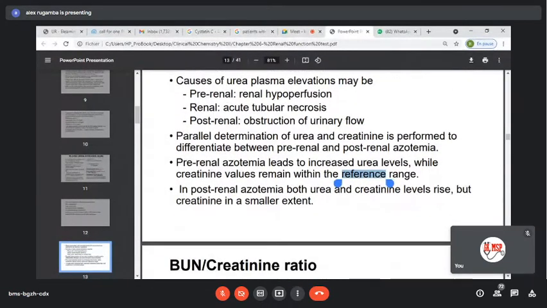So the parallel determination of urea and creatinine is performed to differentiate between prerenal and post-renal. Of course, prerenal azotemia leads to increased urea, while the creatinine value remains at the reference range. While in post-renal azotemia, both urea and creatinine levels will rise.